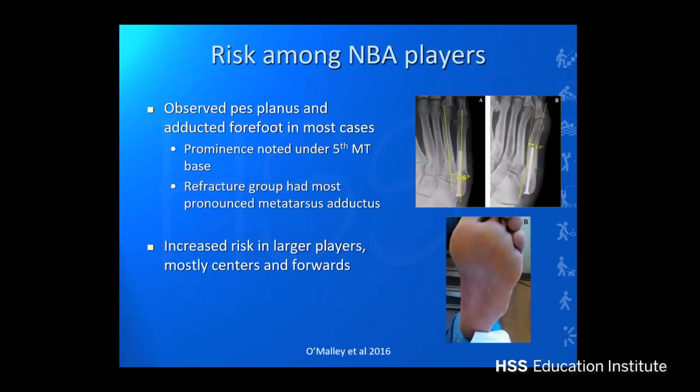Among NBA players or basketball players, there are some things about the foot type that actually put people at risk. If you see someone's foot and they have this real prominence at the base of their foot, what that means is that that area is being loaded more than the average person, and they may be at a slightly higher risk of having a stress fracture or stress reaction because of that.